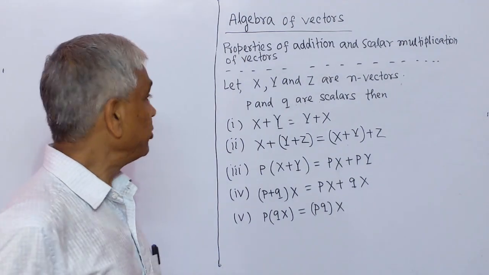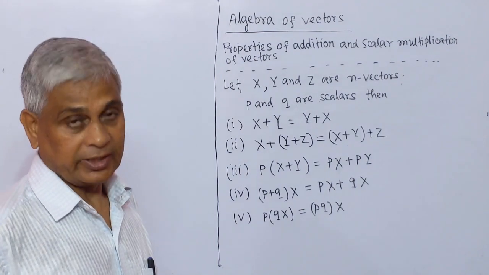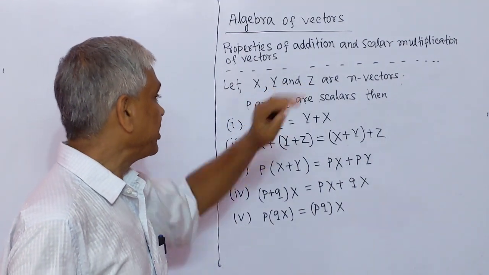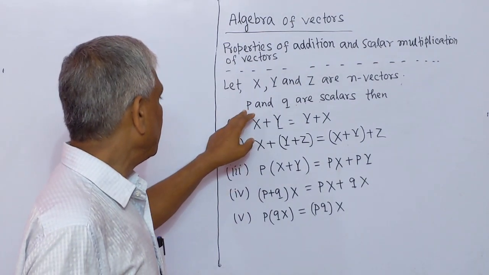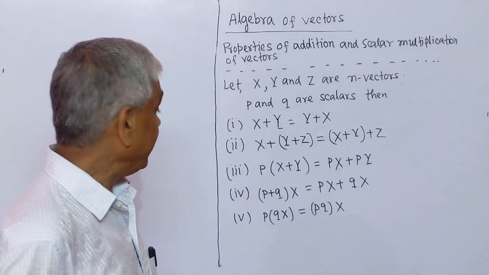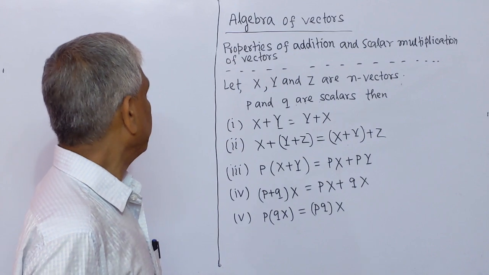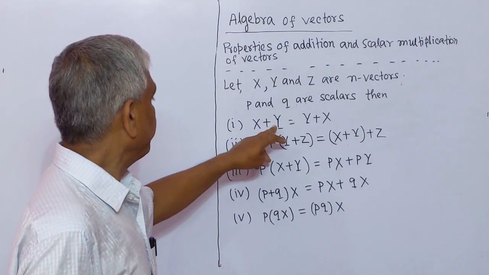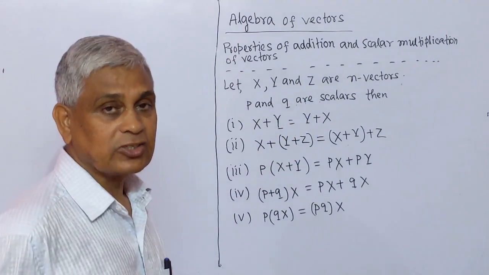Now we discuss the properties of addition and scalar multiplication of vectors. Let capital X, capital Y and capital Z be n vectors. Small p and small q are scalars. Then these are the properties. Number one, X plus Y equal to Y plus X, meaning vector addition is commutative.